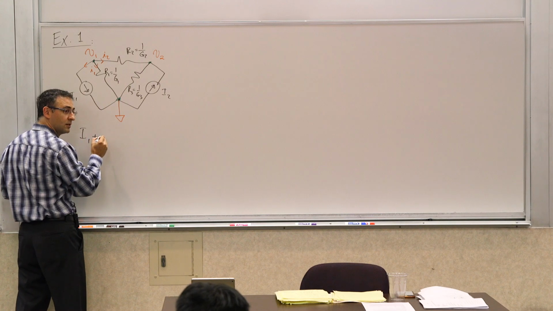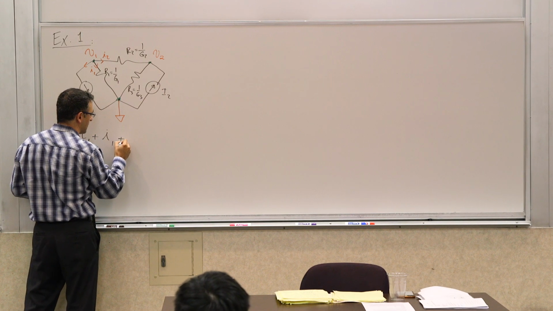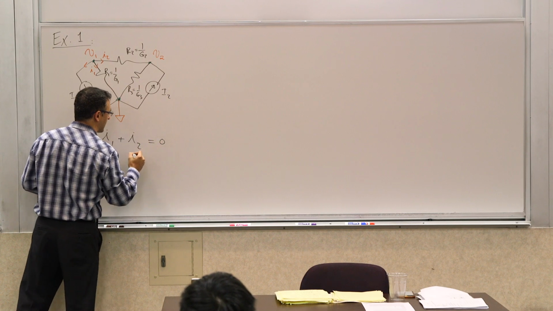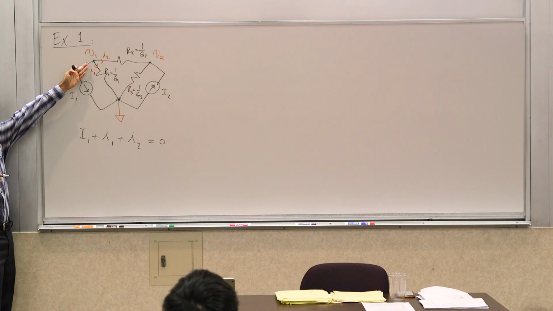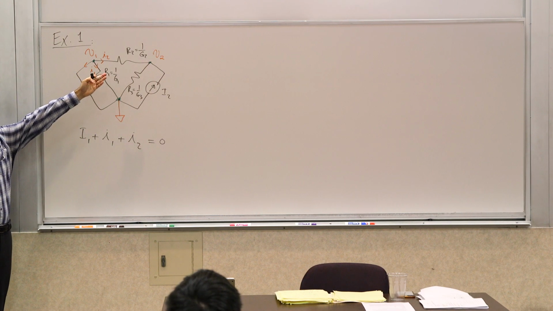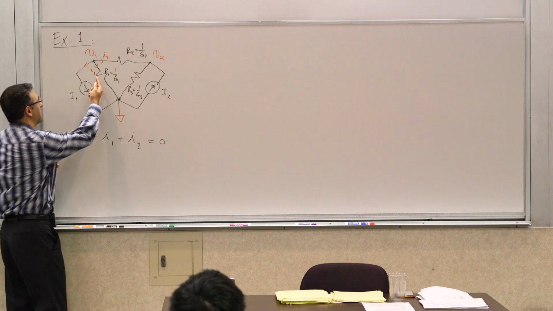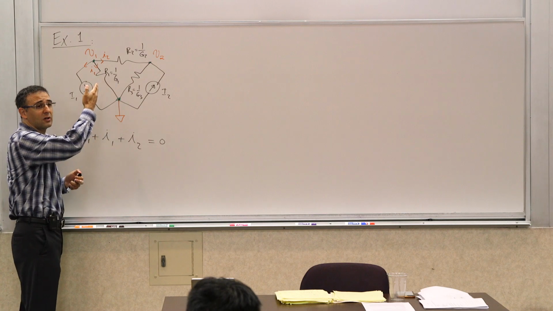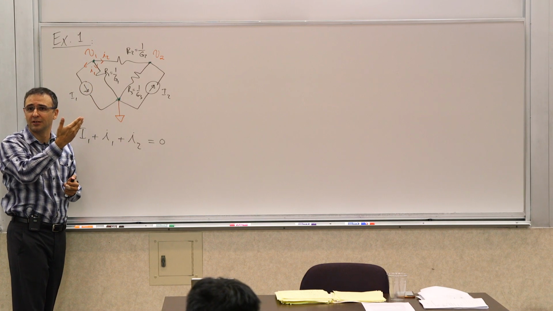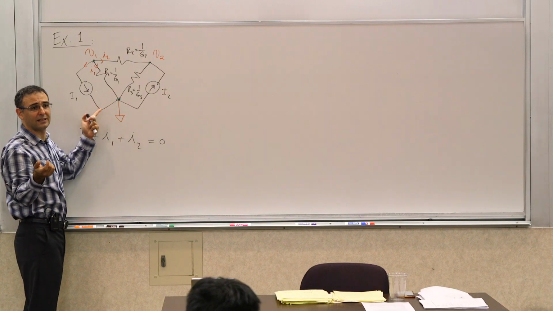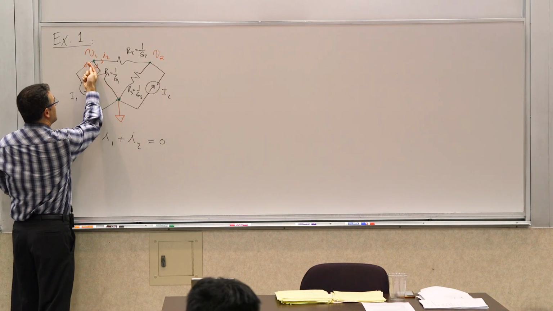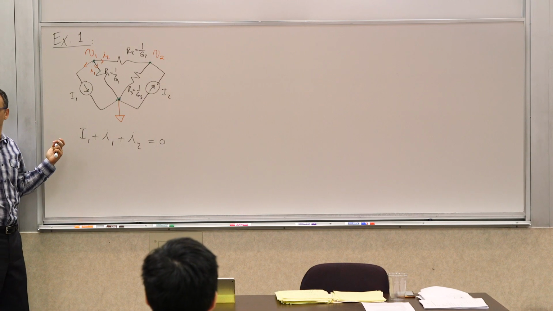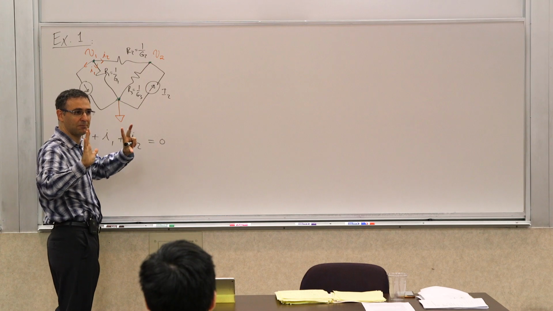Capital I1 plus small I1 plus lowercase I2 equals 0. Exactly. So that's the KCL at that node. Does everyone agree? Now you may say, okay, wait, what if a current is flowing this way? Doesn't matter. Unless all three of them are 0, one of these currents will be flowing in a different direction, but it doesn't matter. You will get a negative number. So if this current is flowing this way, you will get I1 becomes negative 2 amps, and that means that it's going in the opposite direction. There's nothing wrong. But this way you keep things constant.